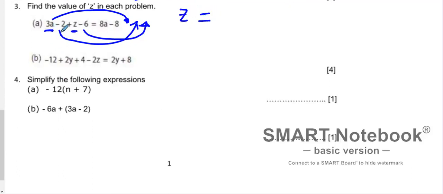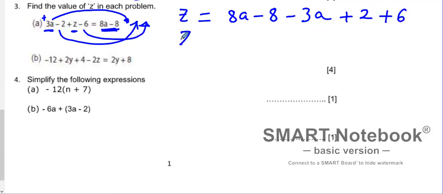So shifting will change sign. This is positive 3a. As it goes there, it will become minus 3a. Negative 2, as it goes there, will be plus 2. Negative 6, as it goes there, will be plus 6. So 8a minus 8 will remain the same, except positive 3a will become minus 3a, and minus 2 will become positive 2, and negative 6 will become plus 6.